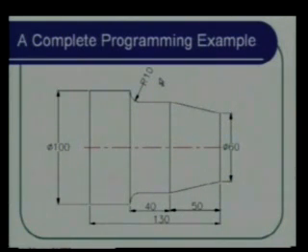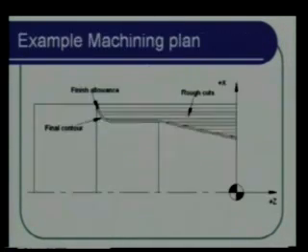Now let me go through a complete example of a part where we will be processing all the operations. That is, we will be doing the roughing operations as well as the finishing operations. As I said, the first step is to do the machining plan. So this is the contour that I want to have, and so I know what the maximum depth of cut is. I will draw horizontal lines that are parallel to the z-axis.